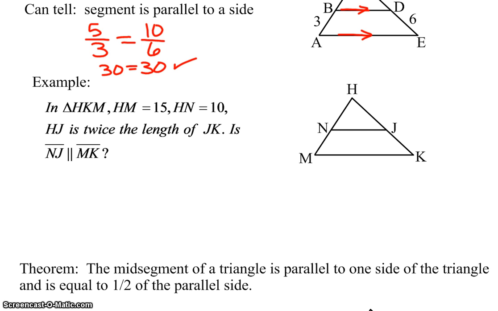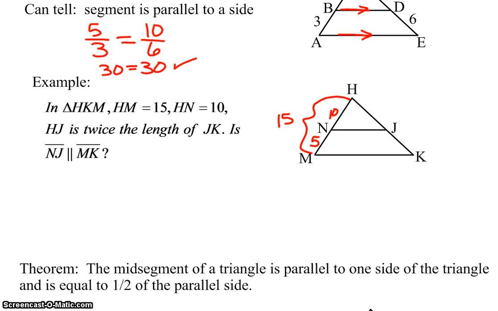Now, let's take an example. We're trying to show or determine, is the line parallel? So we just write in our pieces. I know that I have the whole side of HM is 15. I know that from H to N is 10. Hopefully we could figure out how long NM is. If the whole thing is 15 and part of it's 10, the remaining part has to be 5.